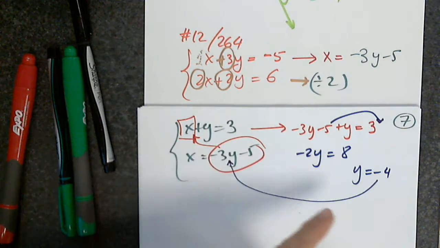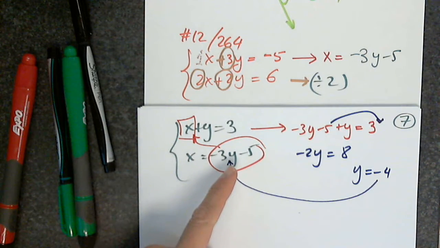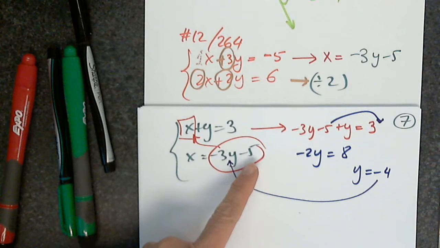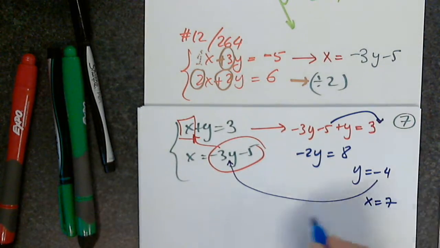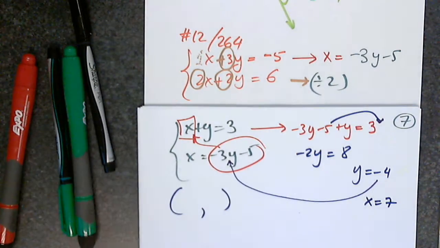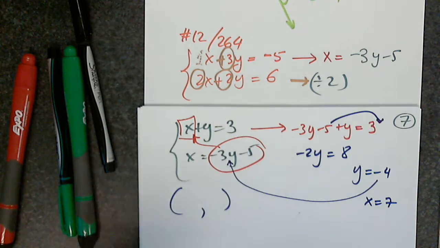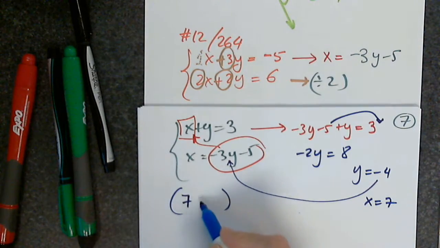So how much is negative 3 times negative 4? Negative 3 times negative 4 is 12. Yes. 12 minus 5. Very good. It appears that the solution, we don't know yet. By the way, is the system consistent? It has a solution. Is it consistent? Yes. So it's the first case. Okay, very good. So it appears that the solution is 7, negative 4.